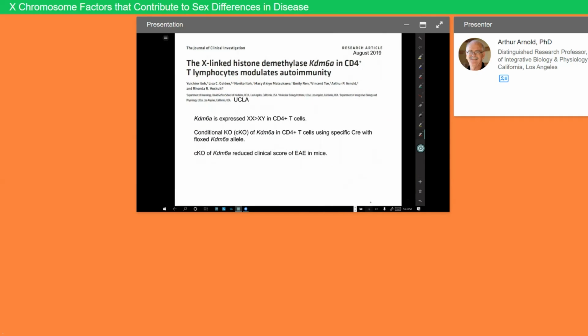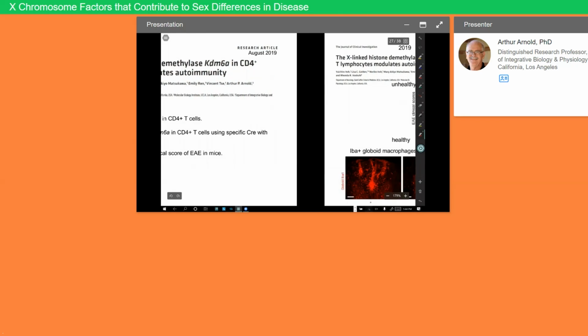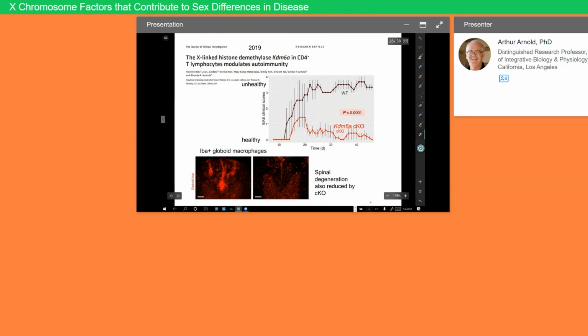Then the Voskuhl group knocked down another X escapee, Kdm6a, in CD4 positive T cells, and showed that this changed the disease profile as well. So the sex chromosome effect is explained in part by the dosage of Kdm6a in T cells. This was a conditional knockout using a Cre-lox system.